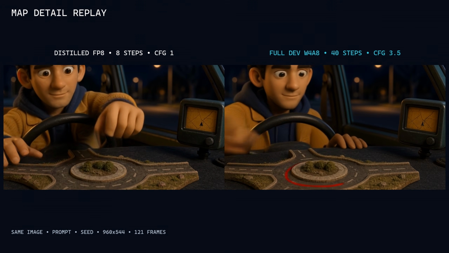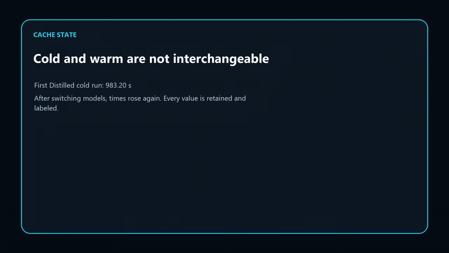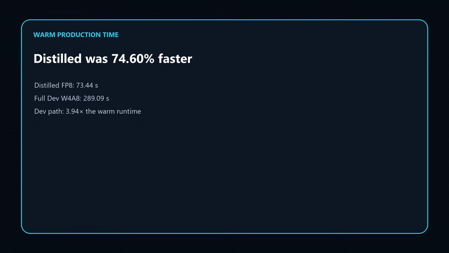The first distilled cold run took 983 seconds. After the model was resident, the comparable warm distilled run took 73.4 seconds. The warm dev run took 289.1 seconds. On this machine, the dev production path was 3.94 times slower. These values describe the complete local paths, not raw checkpoint speed.